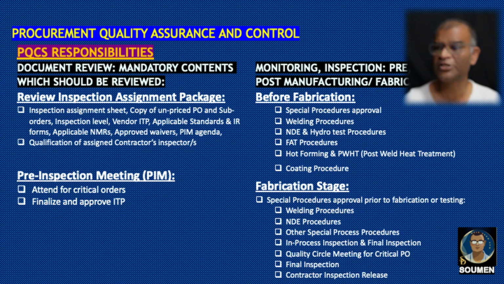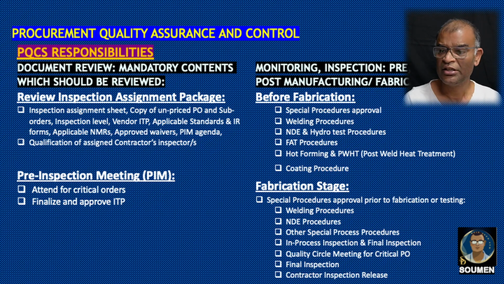Now, monitoring inspection pre, during and post manufacturing or fabrication stages. So before fabrication, what shall the PQCS take care of? Special procedures approval, welding procedures, NDE and hydrotest procedure, FAT procedures, meaning the final acceptance procedures. In some cases, it is hydrotest also. Hot forming or PWHT, meaning post-weld heat treatment, and coating procedure. During the fabrication stage: special procedure approval prior to fabrication or testing, welding procedures, NDT procedure, other special process procedures, in-process inspection and final inspection, quality circle meeting for critical PO, final inspection, and contractor inspection release.